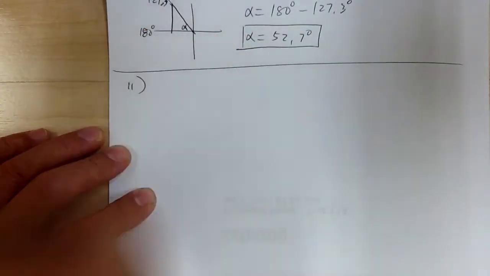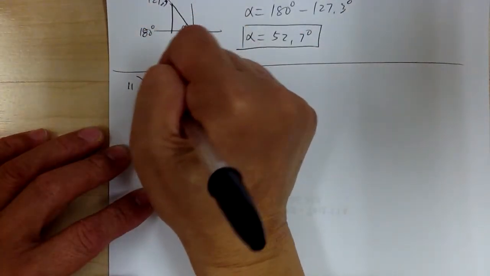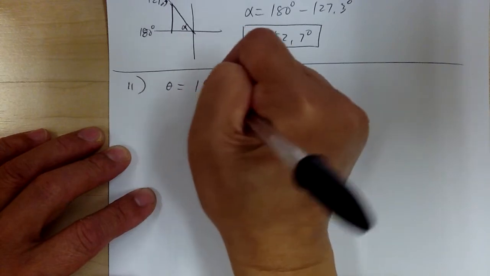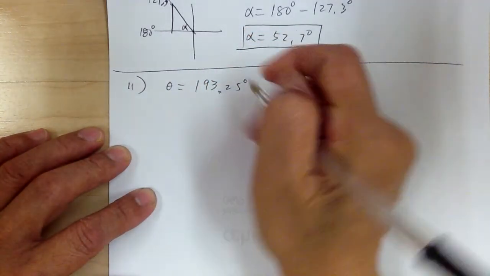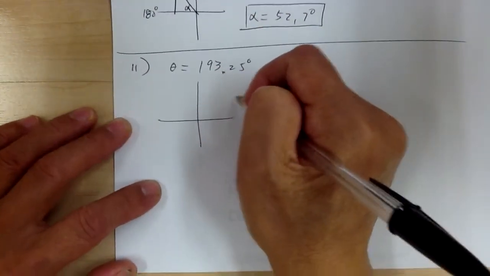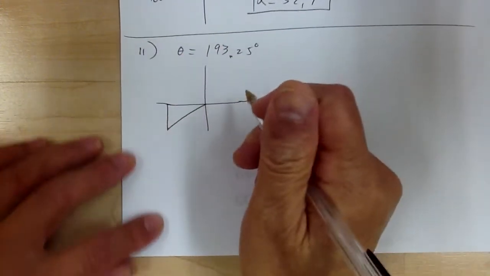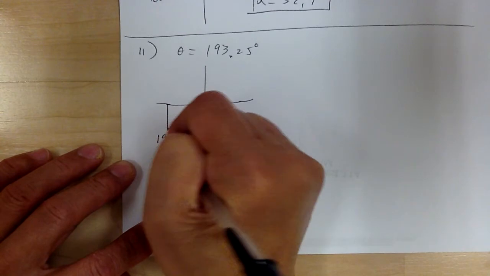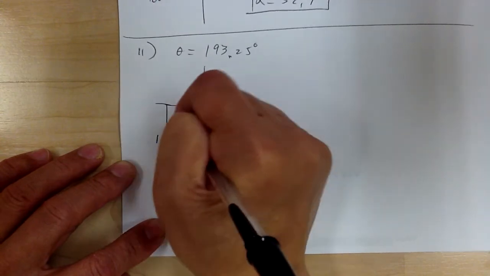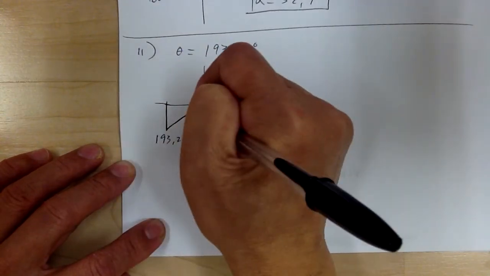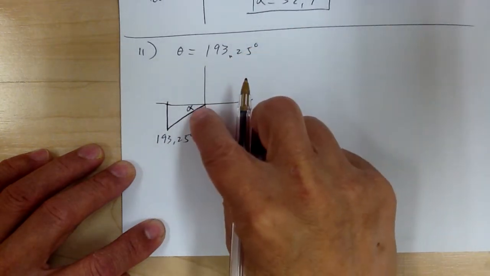Okay, number 11. You have theta equal to 193.25 degrees. So you can draw your angle. 193 is about right over here. You can just estimate. So 193.25 degrees, that's your angle. Draw your reference triangle, and that's how you locate alpha.